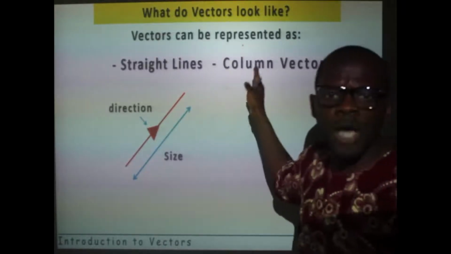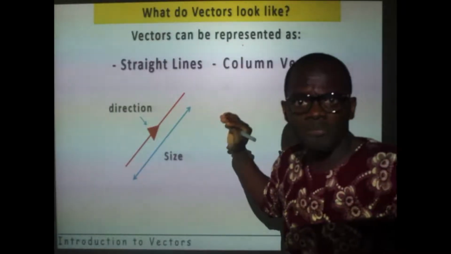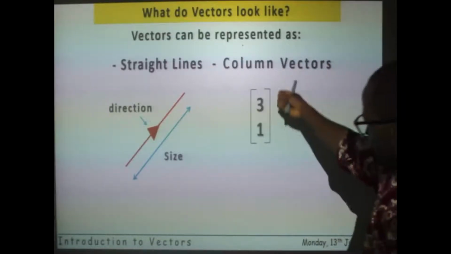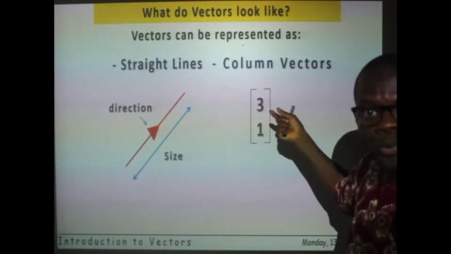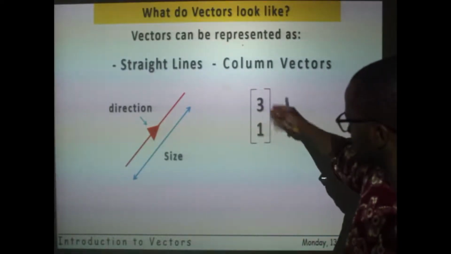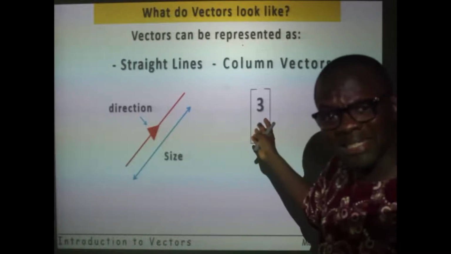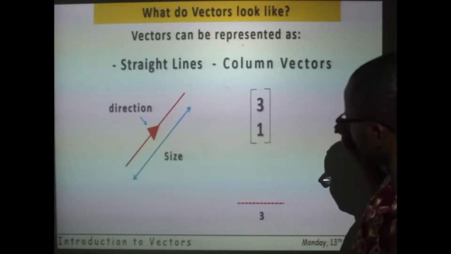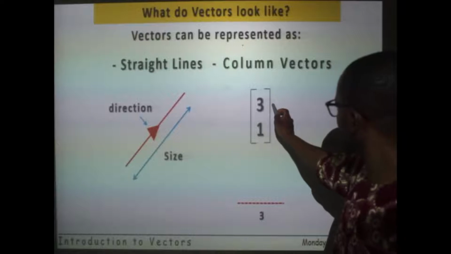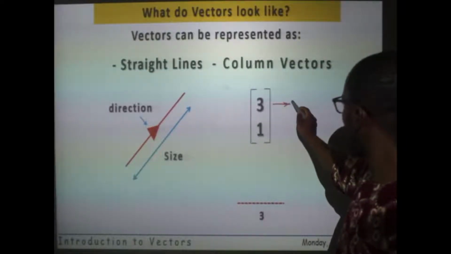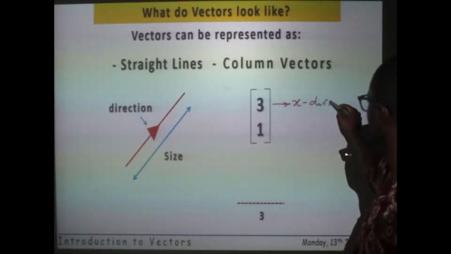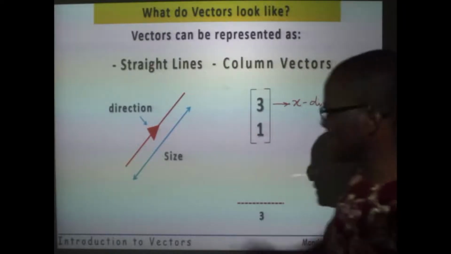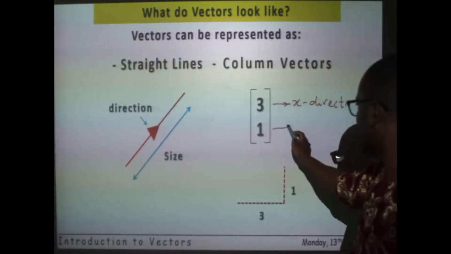Okay, now we can also use column vectors. What do I mean by column vectors? Okay, you have a representation like that, a column, okay, with 2 rows. Now when you have this column with 3 and 1, what this simply means is the vector, okay, has got 3 units in the x direction and 1 unit in the y direction.